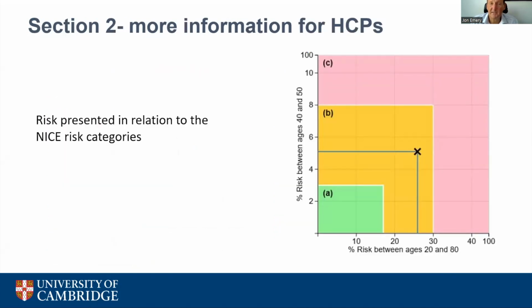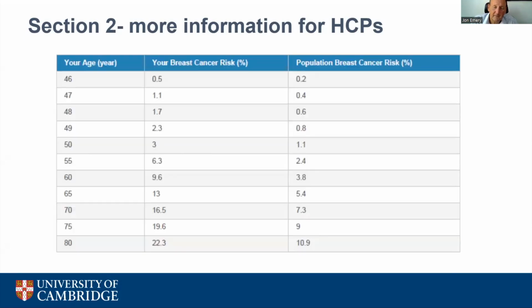Section 2 then presents, again, a different way of showing this risk information and how it relates to the NICE risk categories, with the orange box representing the moderate risk group. The table then presents information both for the individual and compared to the general population, and how that risk increases over time.